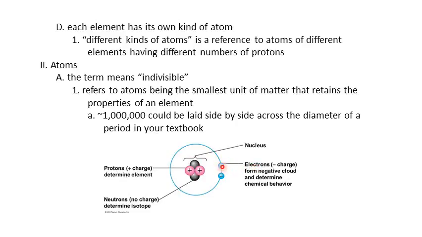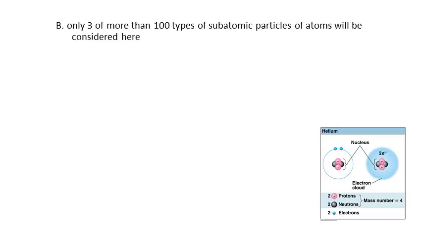Now they're showing the electrons as smaller spheres, and the reality is electrons are way, way smaller than either a neutron or a proton. But electrons have negative charge. So we'll come back and talk about all that. Now, what we've looked at are three subatomic particles of atoms, and that's the only three we're going to concern ourselves with, but there are many more than that.